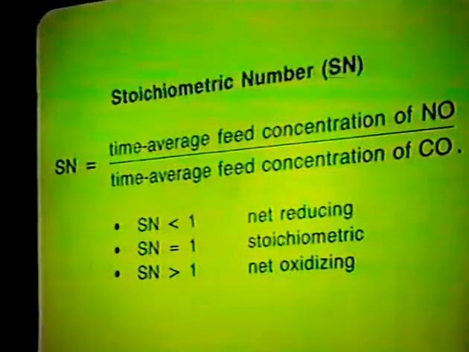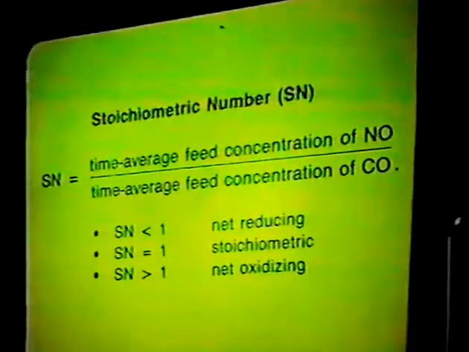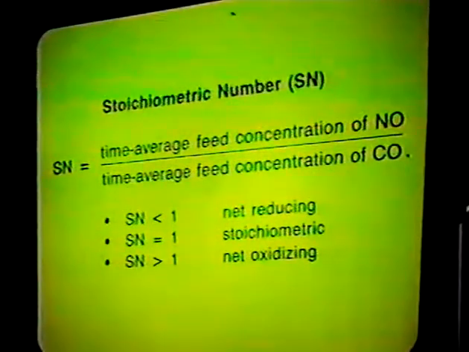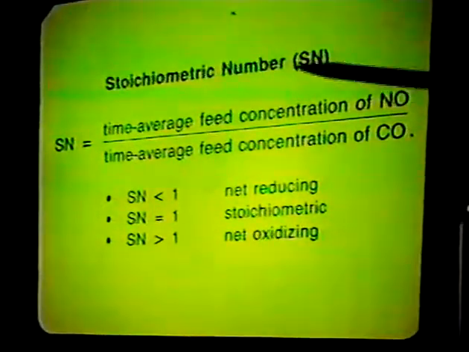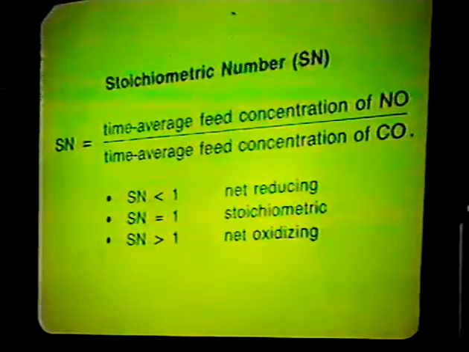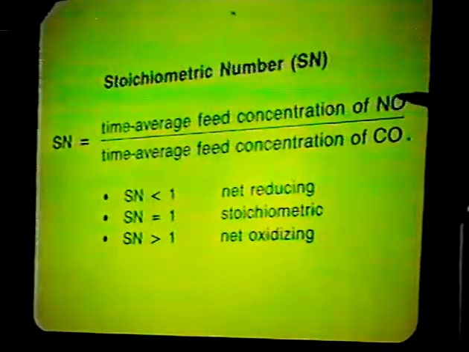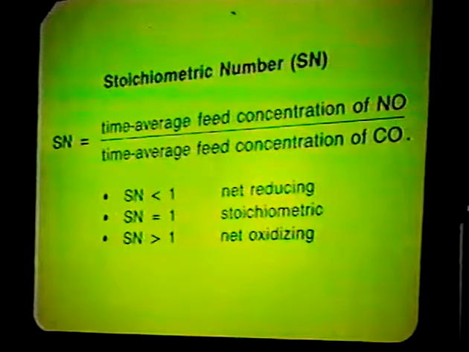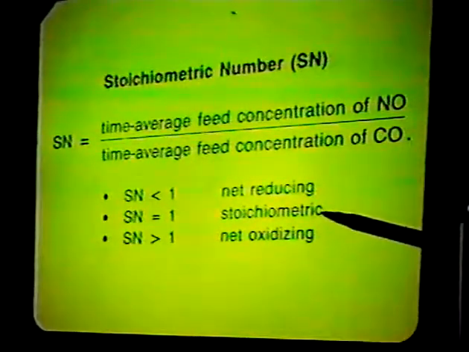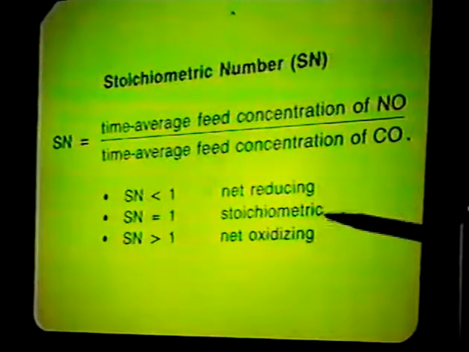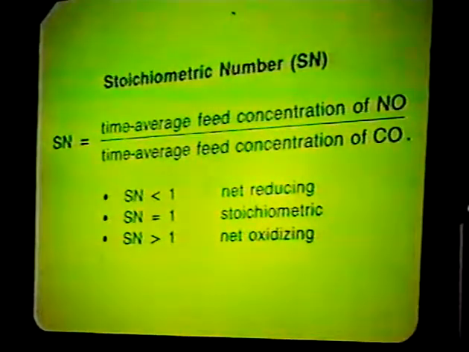In examining further the effect of feed composition on the catalyst performance, we are going to use the stoichiometric number, which is defined by the concentration ratio of nitric oxide to carbon monoxide on the time average basis. For example, SN 1 is a stoichiometric composition, less than 1 is a net reducing condition, and greater than 1 is a net oxidizing condition.